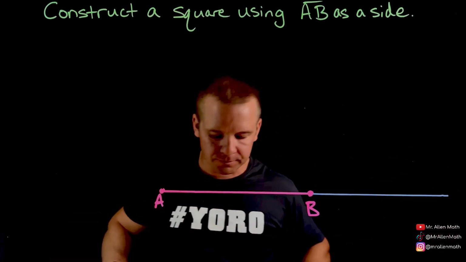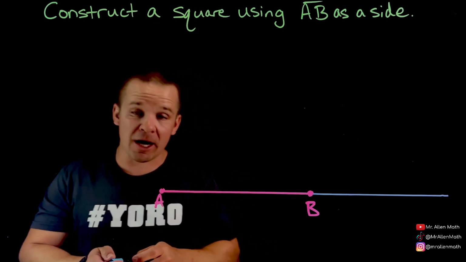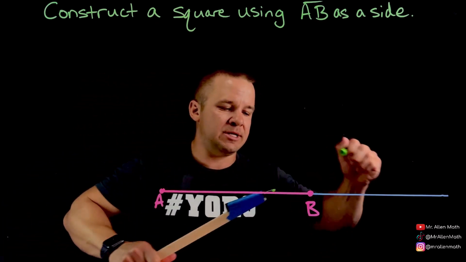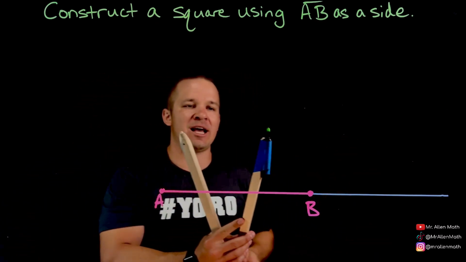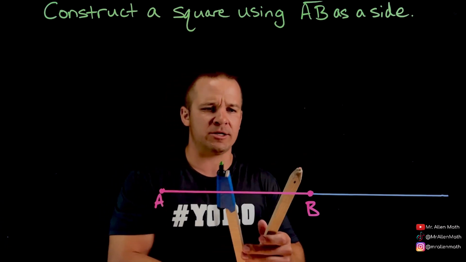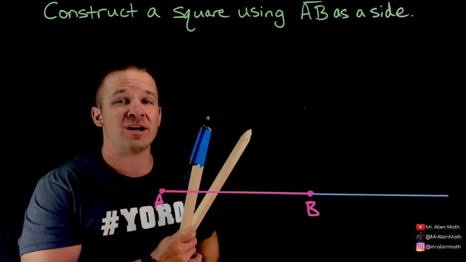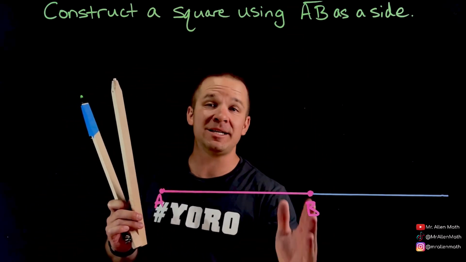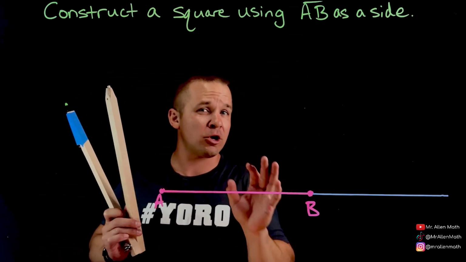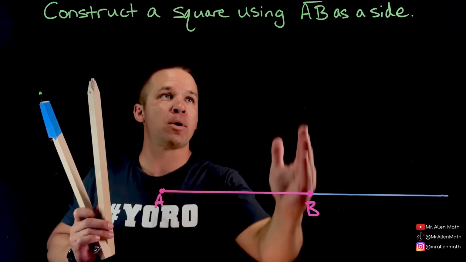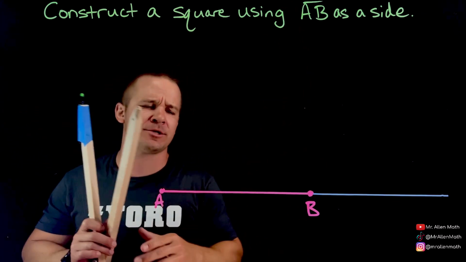Next, I'm going to take my compass and uncap it. I just need to set it at a width a little bit less than AB. What we're essentially going to do here is create a side that's perpendicular to AB. Not necessarily the correct length, it just needs to be perpendicular to this segment. Get my right angles going.